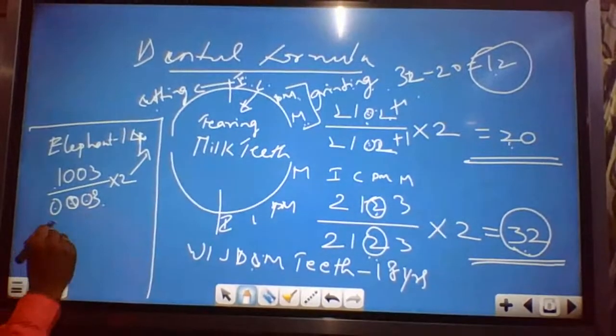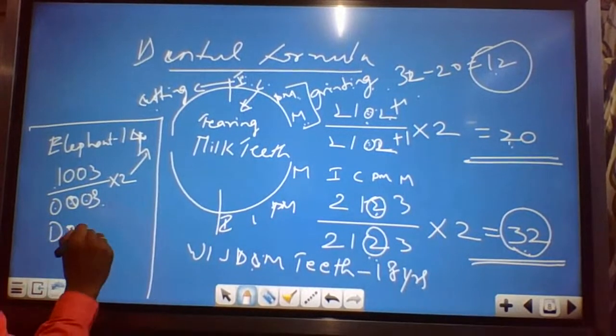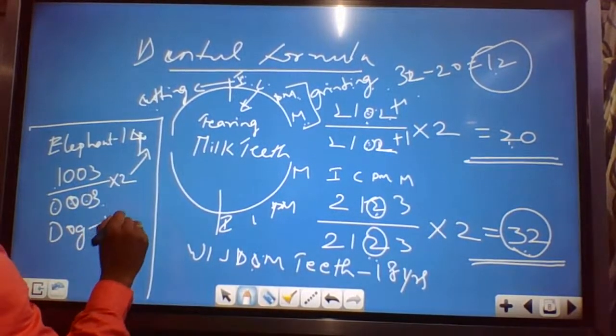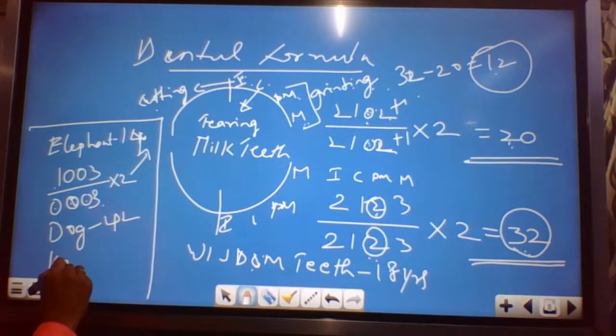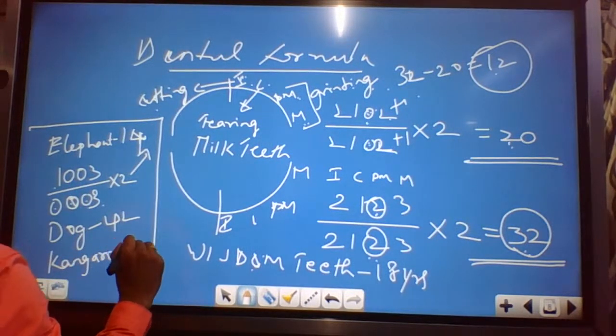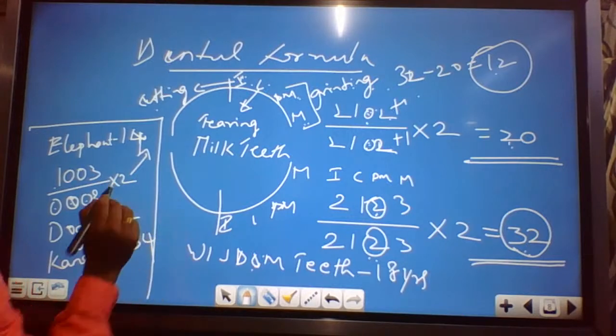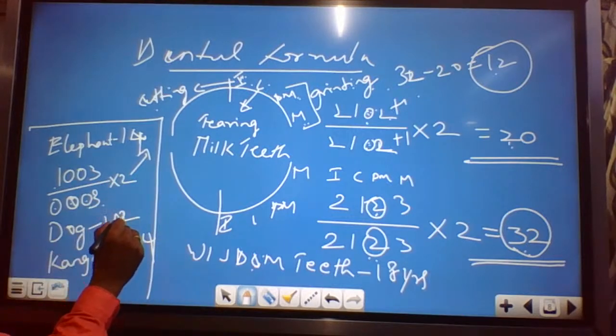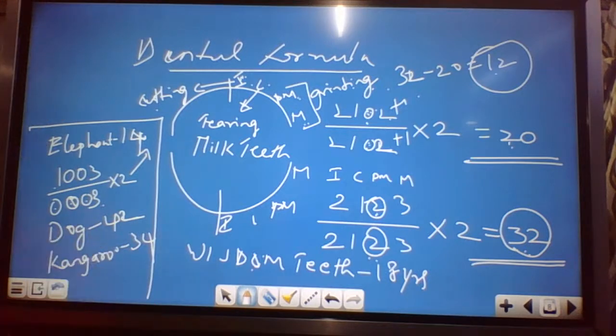For example, you take dogs, the number of teeth, dogs usually have got 42. And for example kangaroo, you take, which has got 34 teeth. So dog has got 42 in number. If you look at dogs, they will have 42 teeth. Kangaroo has got like 34 teeth.